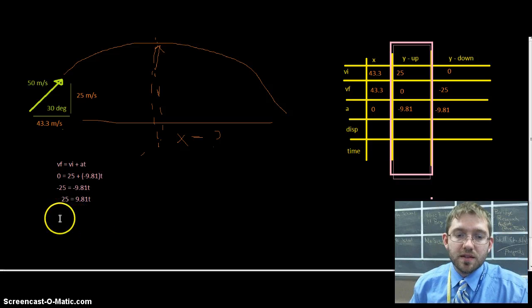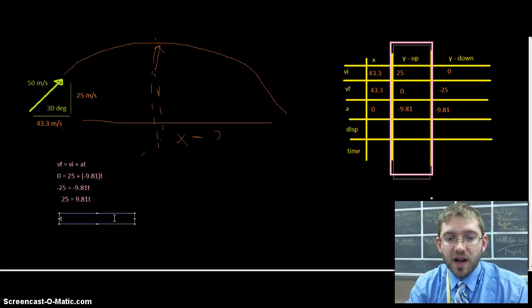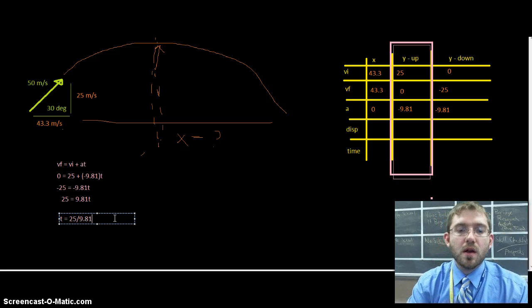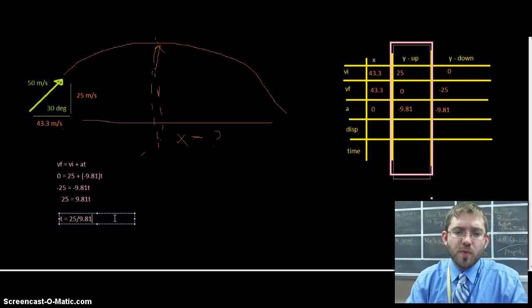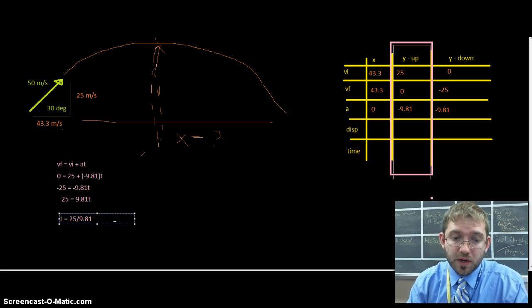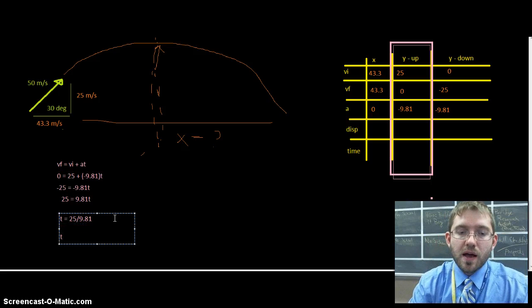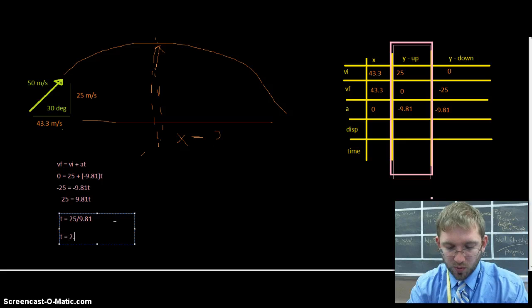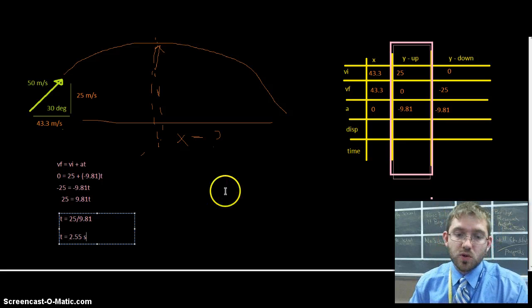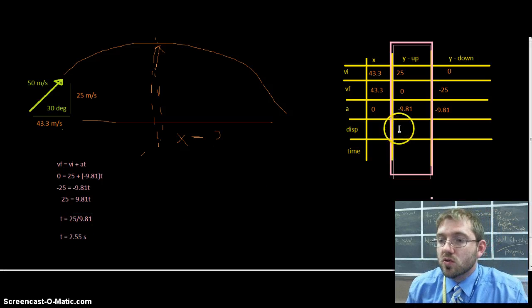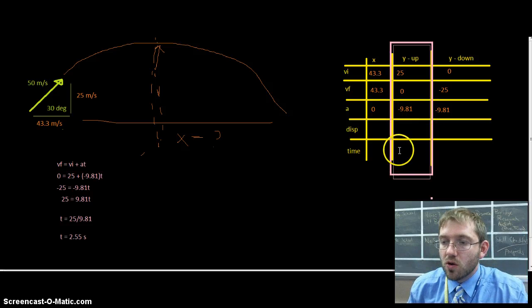Now, to get the t by itself, I divide both sides by 9.81, and I have 25 divided by 9.81, which in terms of order of magnitude is not quite 3. So if I take 25 divided by 9.81, I get 2.54. So the total time that this thing is in the air moving upward is basically 2.55 seconds when I round up. So it takes 2.55 seconds to go up.